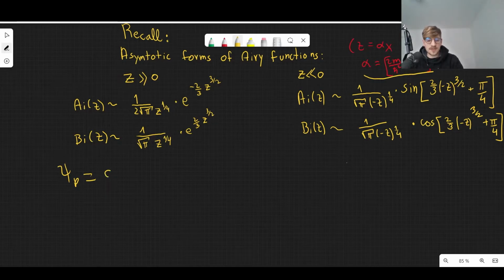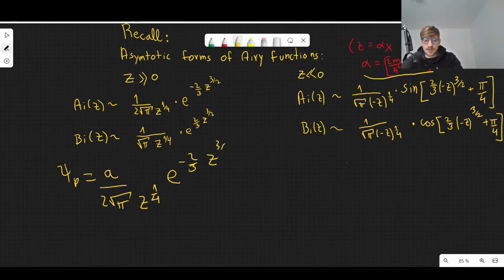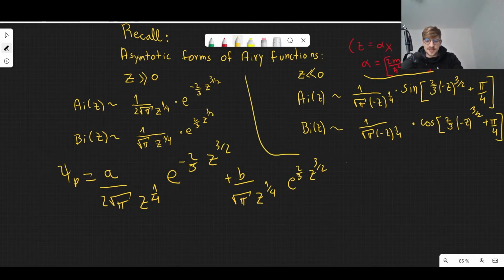So in that case, we have small a times this. So we have to divide by 2 square root of pi z to the 1/4. And again, z in this case, since we are upward sloping, is alpha times x. And then we multiply by e to the minus 2/3 z to the 3/2. Then we do plus constant b divided by the square root of pi z to the 1/4 e to the 2/3 z to the 3/2. Okay, let's separate these two.